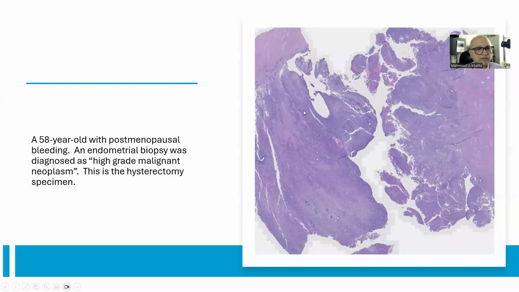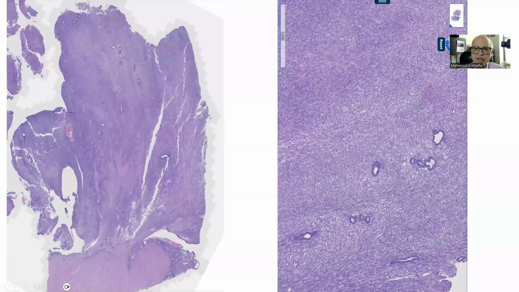Next case is a 58-year-old with postmenopausal bleeding. The biopsy was diagnosed as high-grade malignancy. They went ahead and did a hysterectomy. And here in this section, this is upside down. So you can see a polypoid mass here. On the right, you see the tumor, and it is hardly invading into the myometrium. Here, you can see the polypoid mass.